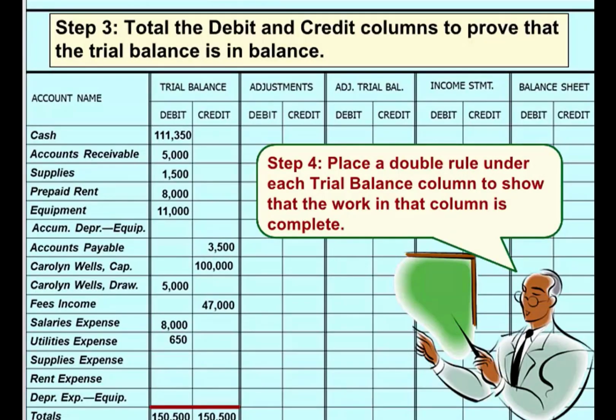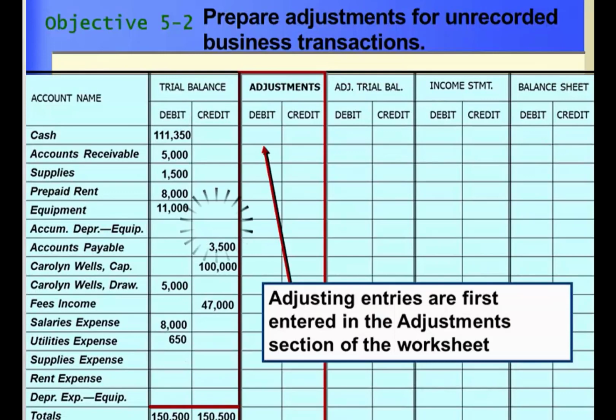Next, using the General Ledger, we transfer the account balances to the debit and credit columns of the trial balance section. After entering all of the balances from the General Ledger, we need to foot the columns in the trial balance section. To foot a column means to add the numbers in that column. They must balance before moving to the next set of columns. When you ensure that the debits equal the credits, you are ready to complete step 4, which is to place a double rule underline under the trial balance columns to show that the work in the columns is complete.